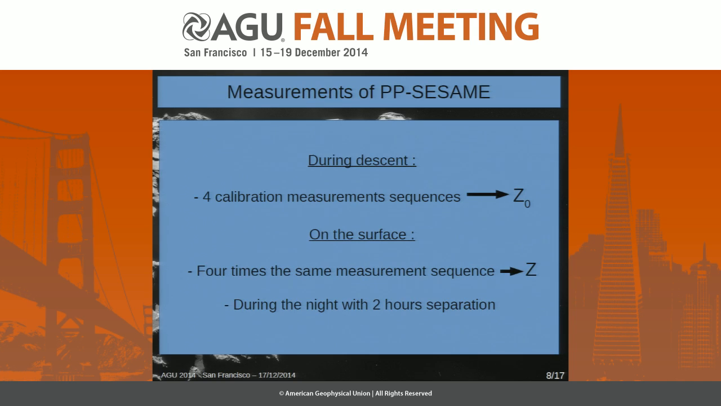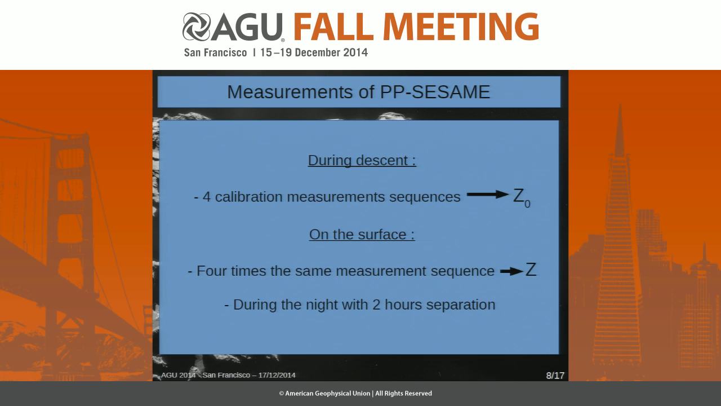So now I've told you about how the instrument works. I'm going to talk about what we measured during descent and on the surface of the comet. During descent, we have 4 calibration measurement sequences. These calibration measurements will give us the mutual impedance in vacuum. This is very important for us because it helps us understand if there's an aging of the instrument.